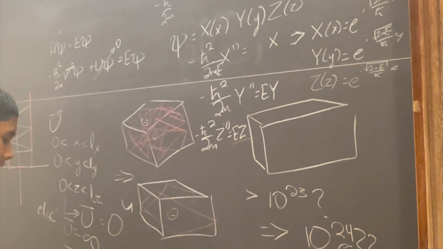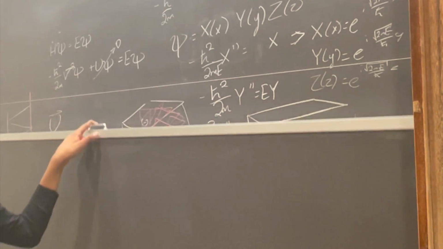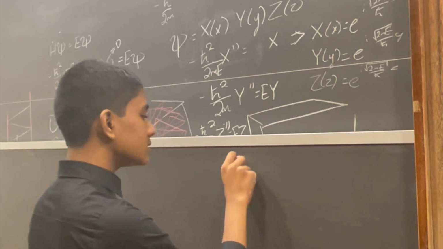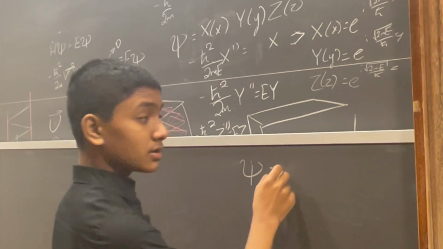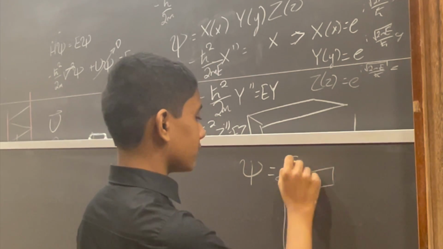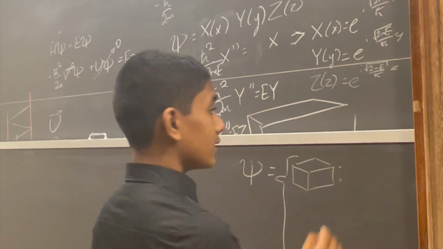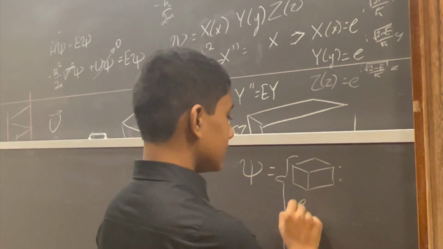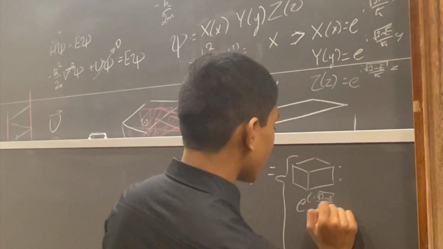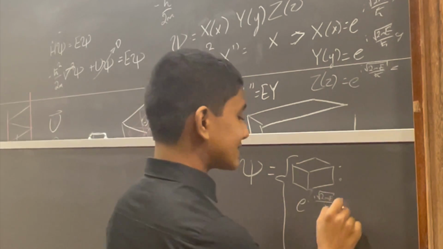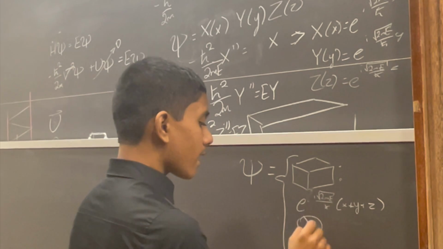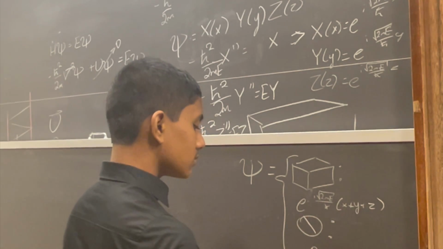Which means that at the end of the day, the total solution should be fairly simple, right? Psi is equal to, well, inside the cube, or the rectangular prism, I don't know, it's going to be e to the i square root of 2me over h bar times x plus y plus z. And of course, outside the cube, it's going to be 0.